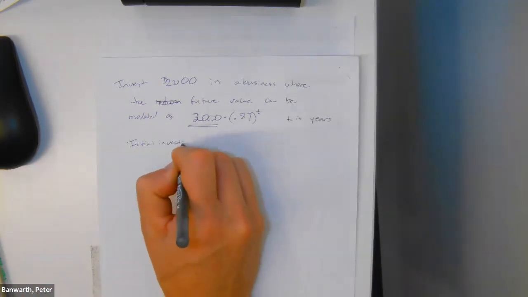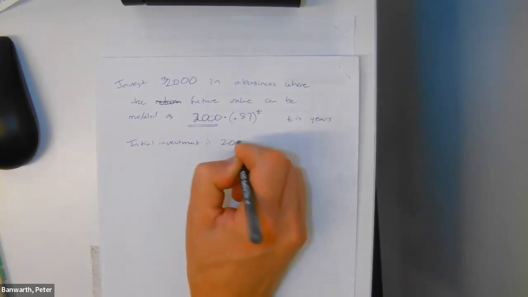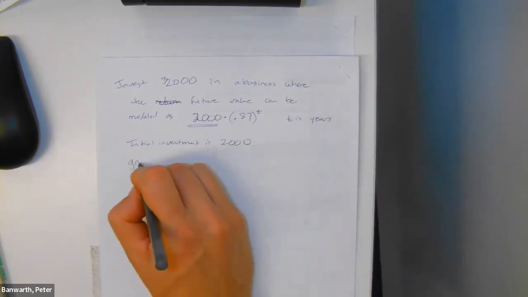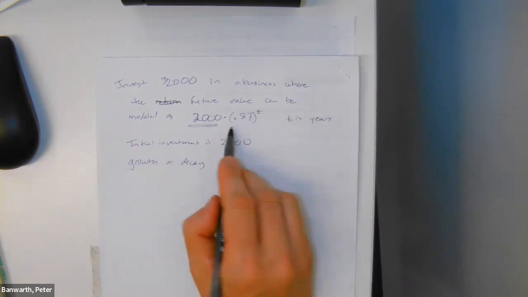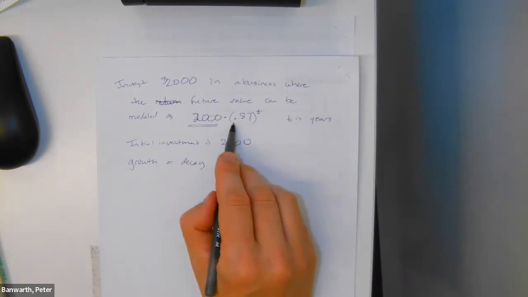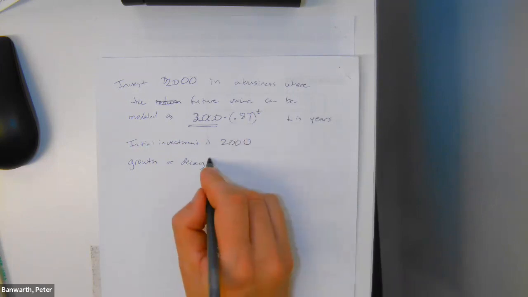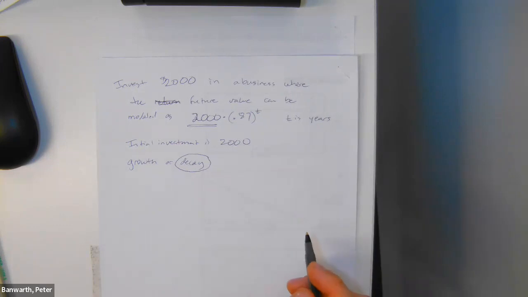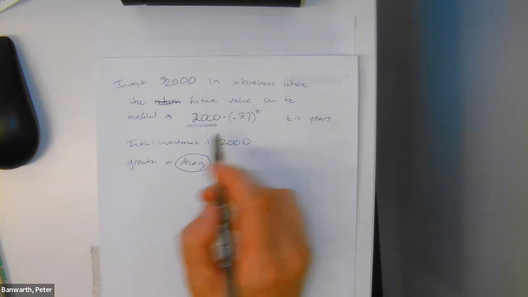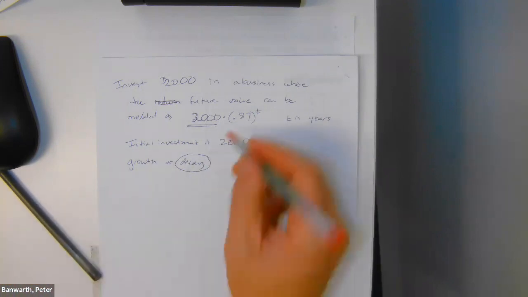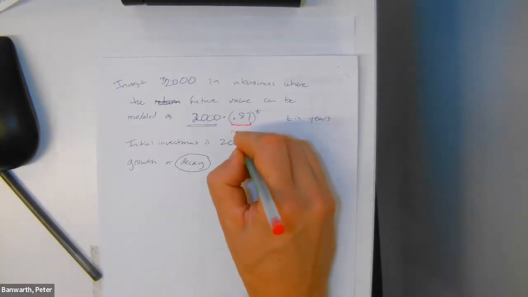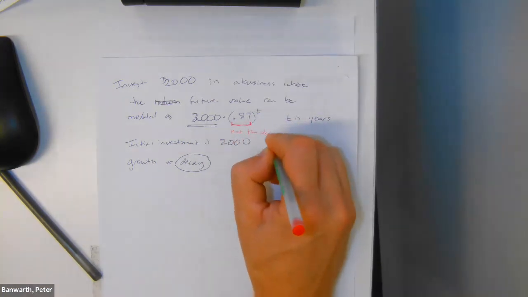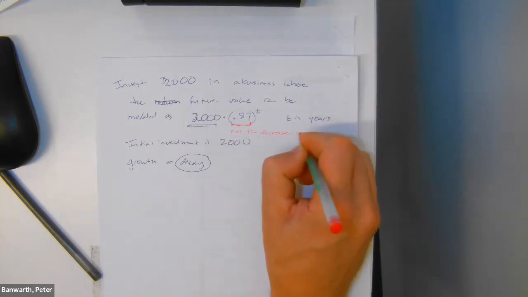Initial investment is 2,000. Is it growth or decay? You say every time t goes up, my initial investment is multiplied by a number less than 1. That means it's going down, so this is decay. And how much does it decrease by every year? Here's a very common mistake. This is not how much it decreases by every year. Not the decrease. This is what is left.